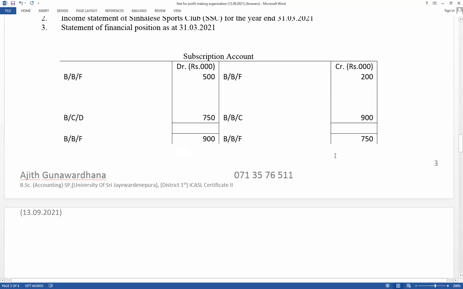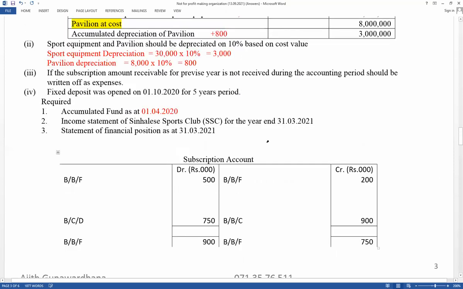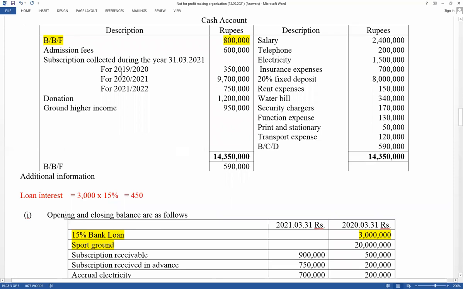See the cash account debit side. It has given subscription received amounts for last year, this year, and next year. Our accounting period ends at the end of the year, 31st March 21. It has given subscription collection during the accounting period for last year, for this year, for next year. Think about the next year received amount, 750,000. It is not relevant for this financial year.